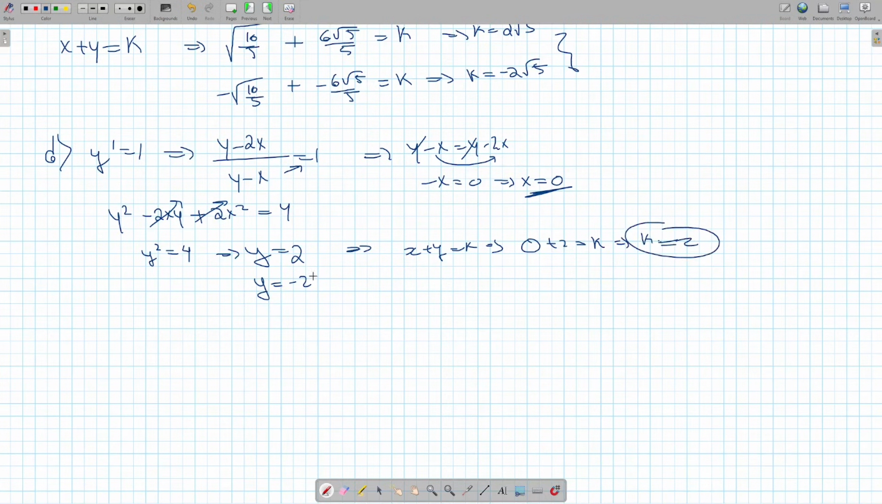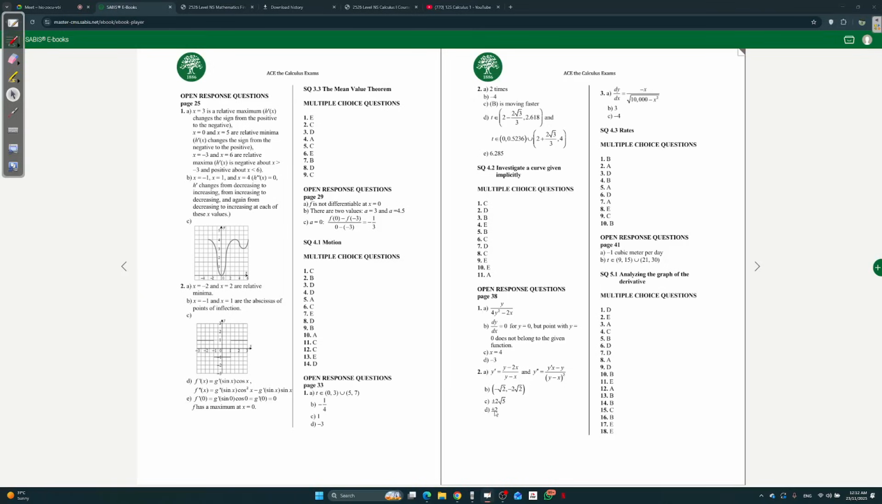Now let's try it with the solution y equals negative 2. So x plus y equals k, again: 0 minus 2 equals k. So therefore k is equal to negative 2. So k equals 2 and negative 2. That's it. We got our k: plus or minus 2.